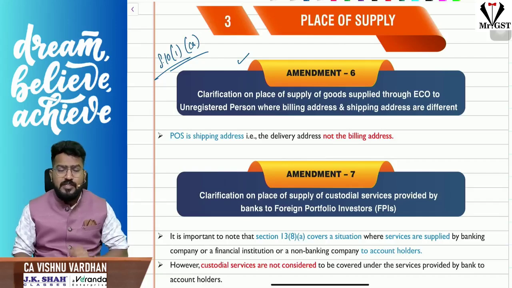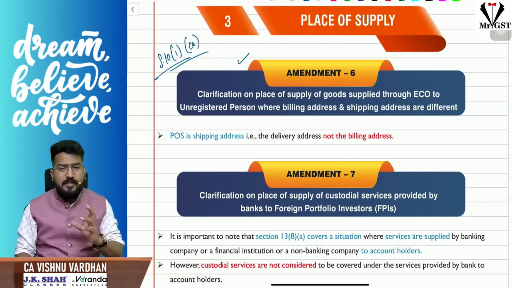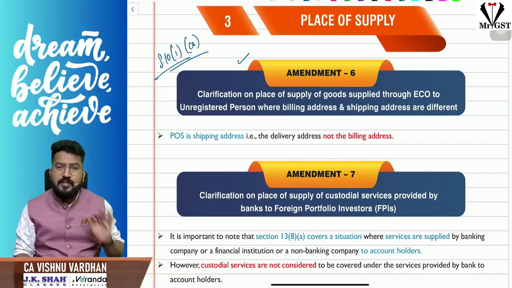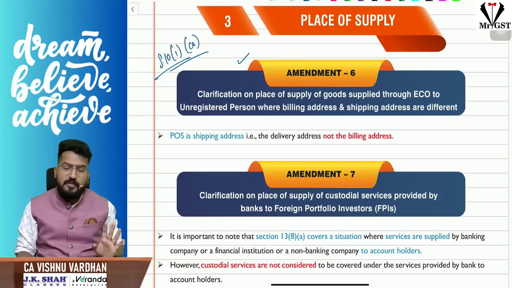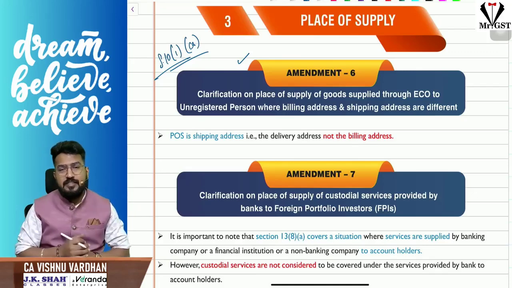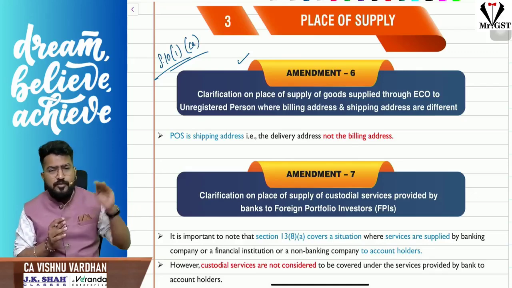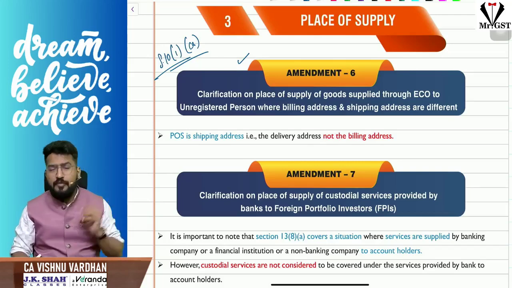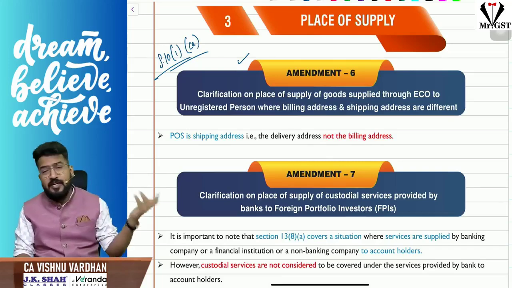Now the doubt was, when any unregistered person is buying through an e-commerce operator, he will be giving his address when making an online purchase, all that stuff. So that address will be recorded. Yes, place of supply will be that address. But the problem is, the billing address is different, the shipping address is different. Let us assume you are ordering something on Amazon during Feb 14th. Billing address is yours, shipping address is someone else's.